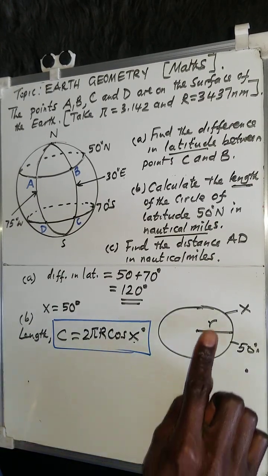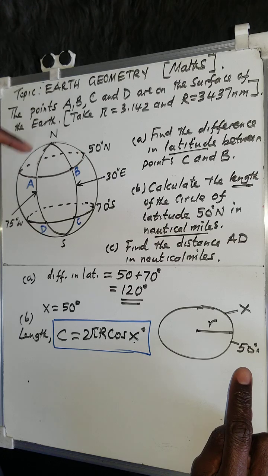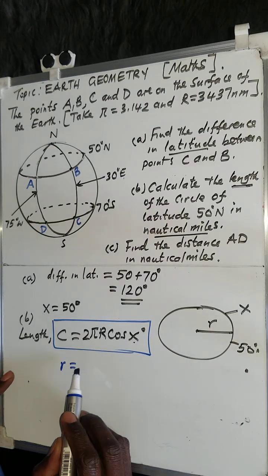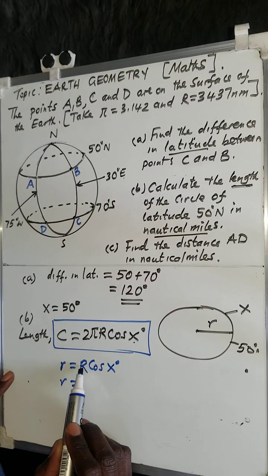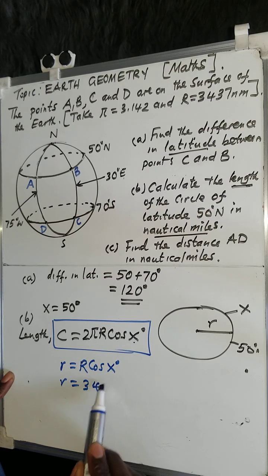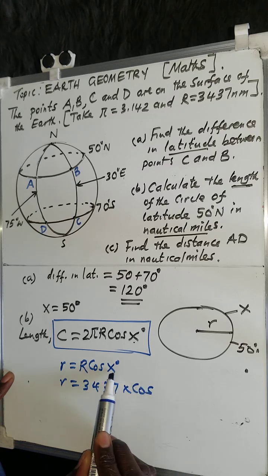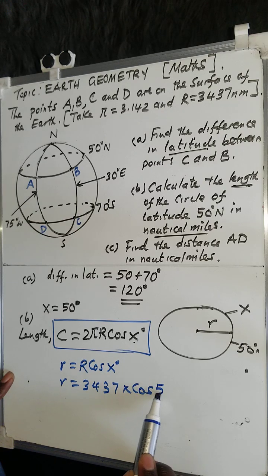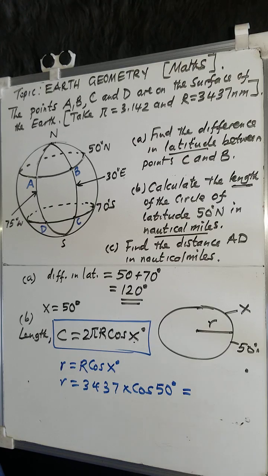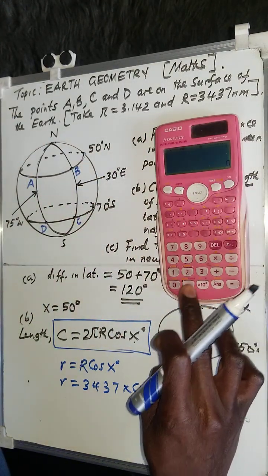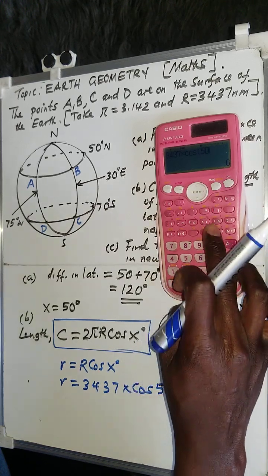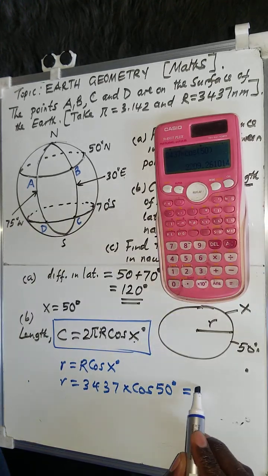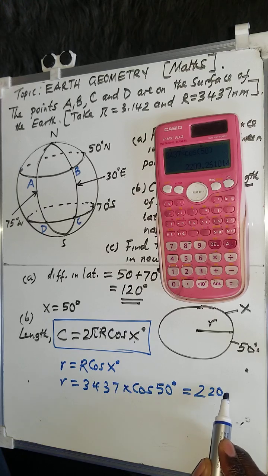First of all, you need to calculate the radius of that circle, 50 degrees north. So remember what I said, r is equal to the radius of the earth times cos of x degrees. So r would have been, the radius of the earth is 37 times cos of x, which is equal to 50 degrees. So first of all, find what that value will give you. Let's try to see that. 37 multiplied by cos 50 degrees is giving me 2209. Let me just leave it to a whole number. That is in nautical miles.